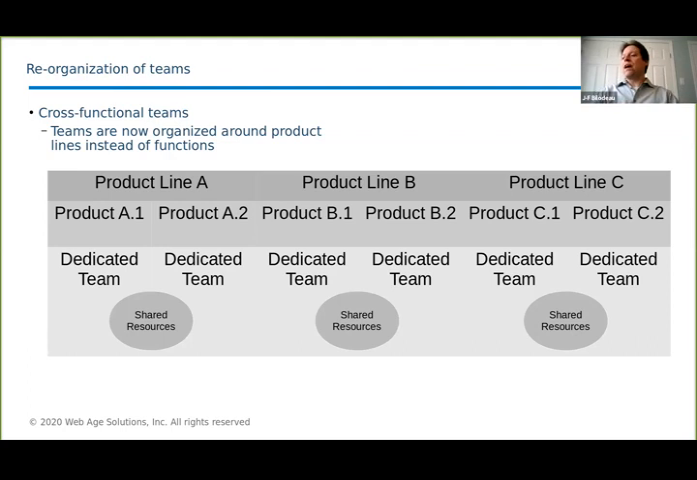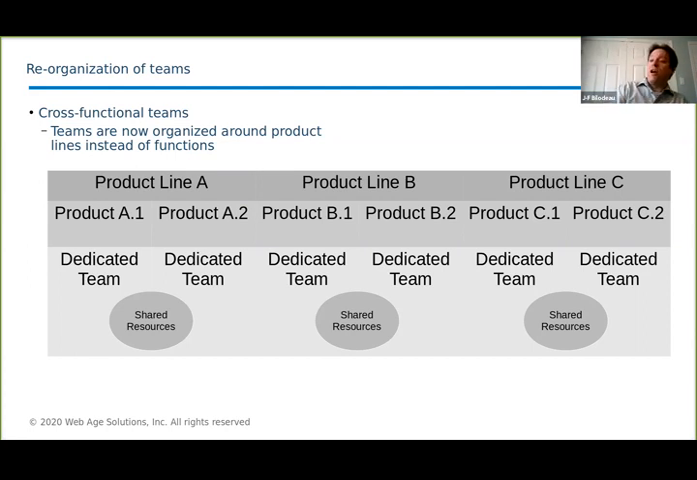So reorganization of our team, here's what we're getting at over here. We want to move our teams to be cross-functional. Teams are now organized around a product line instead of a function, right? Where again, instead of having all the DBAs lumped together, all the system administrators lumped together, all the network technicians lumped together, now we're going to push them by product line.